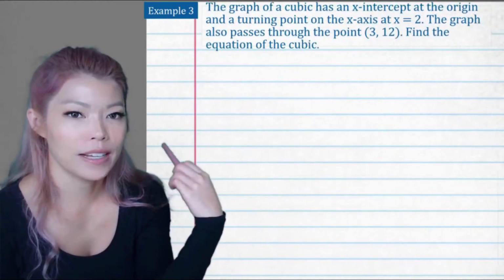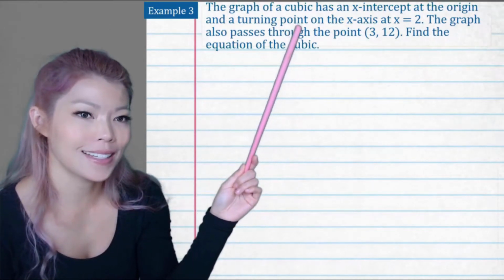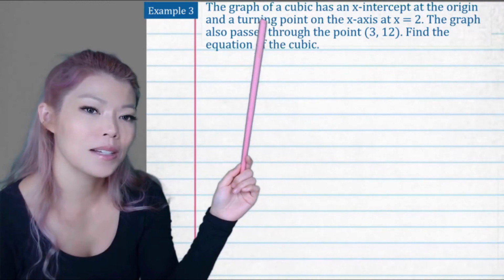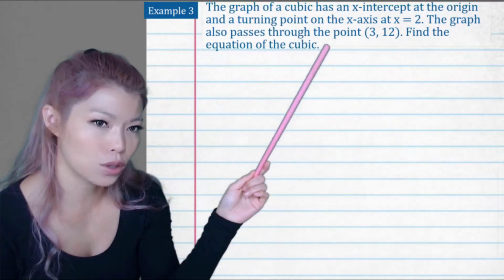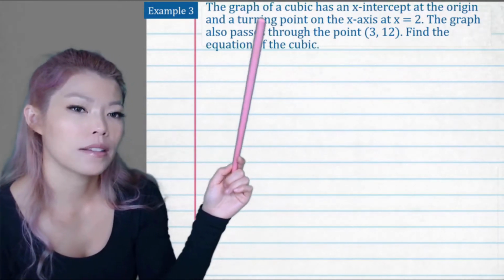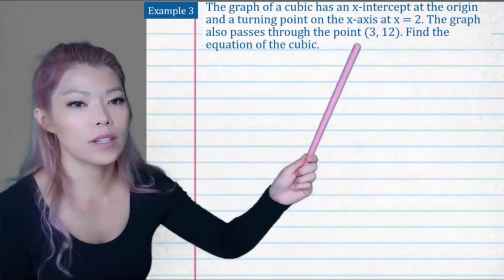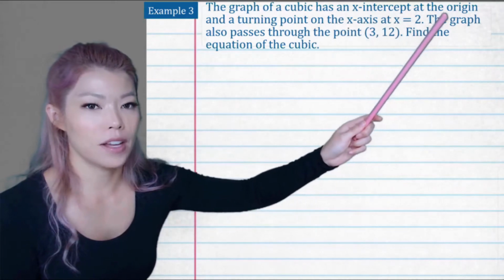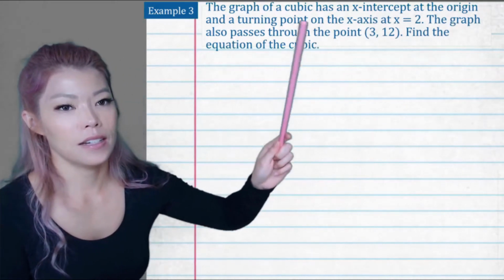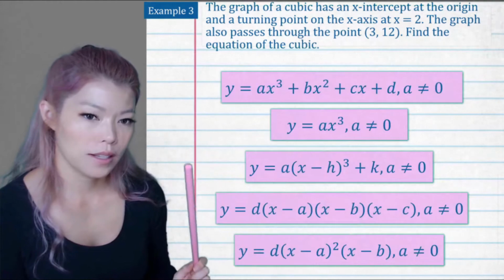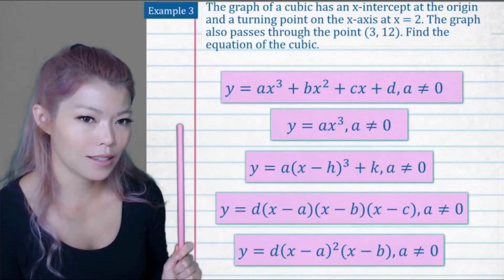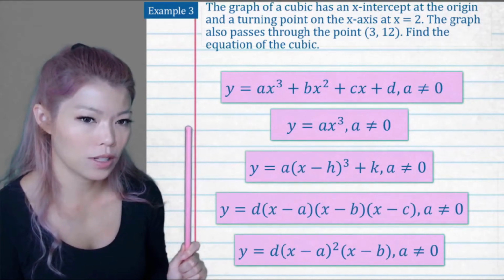Example 3. The graph of a cubic has an x-intercept at the origin and a turning point on the x-axis at x equals 2. The graph also passes through the point (3, 12). Find the equation of the cubic. So here the keywords are an x-intercept at the origin and turning point. So origin, so x, and a turning point, so something squared.